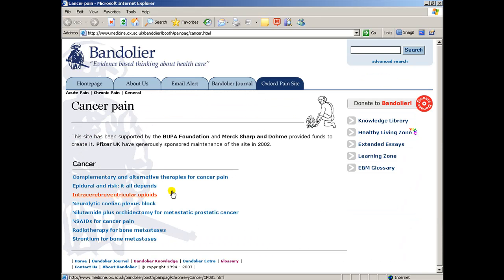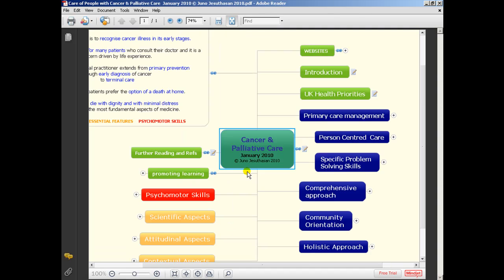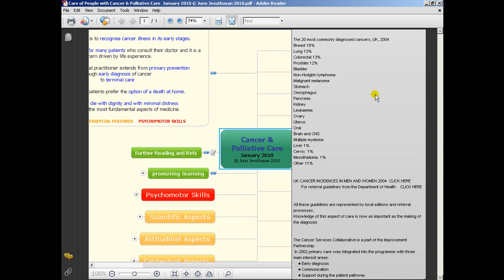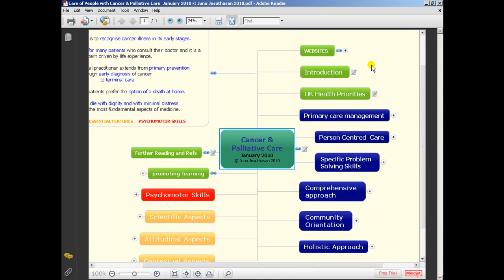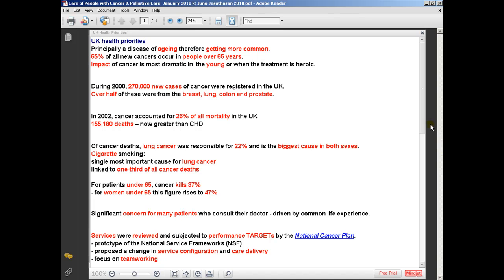This obviously is useful. Cancer pain, this is looking at complementary and alternative therapies for it, something that patients are often interested in. Remember to look at the UK health priorities. You just have to hover over there, or in this case I would actually click, and then remember to grab that and pull it across so you can read it full screen.